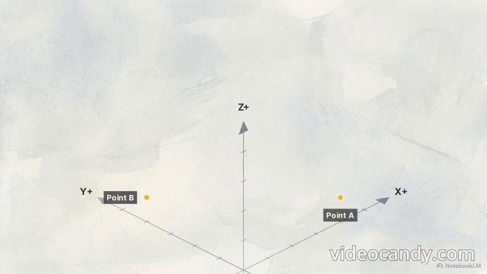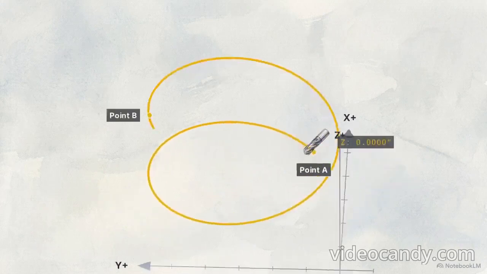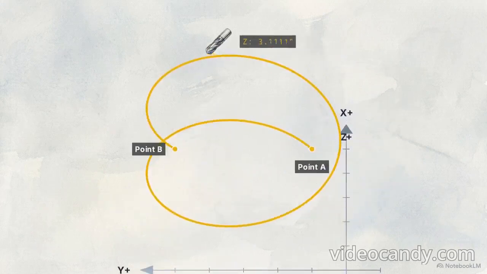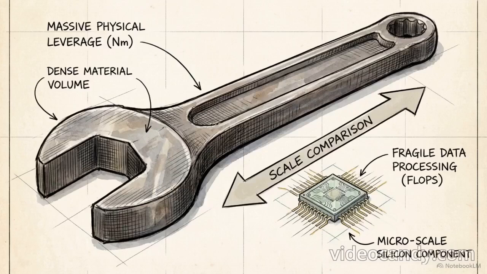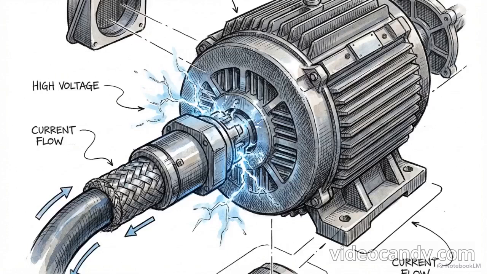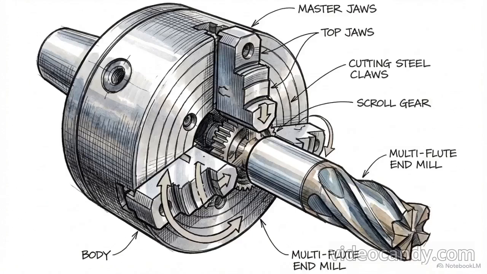To plot complex shapes, the MCU relies on interpolation. Interpolation is the computational process of generating the exact microscopic steps required to form continuous linear, circular, or helical paths between two programmed points. However, the MCU is strictly a data processor. It possesses no physical strength and cannot turn a single screw on its own. Digital code requires an amplification system to convert low-voltage electrical logic into sheer physical force.